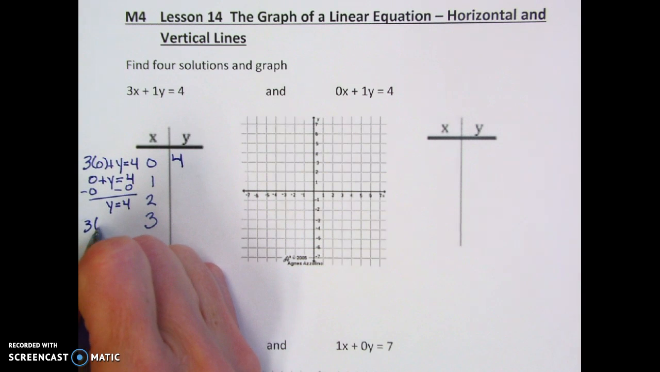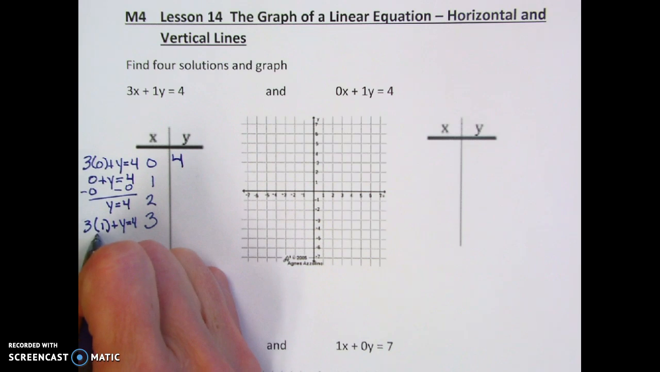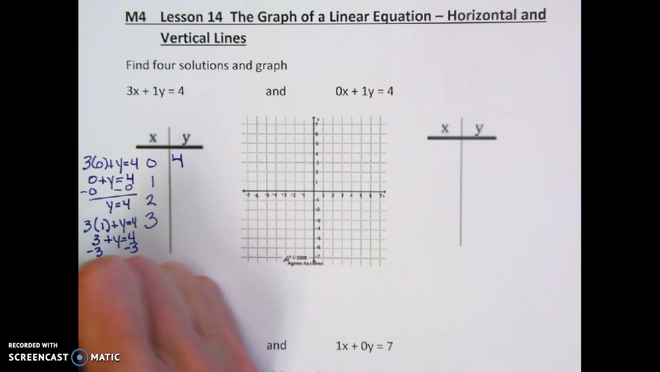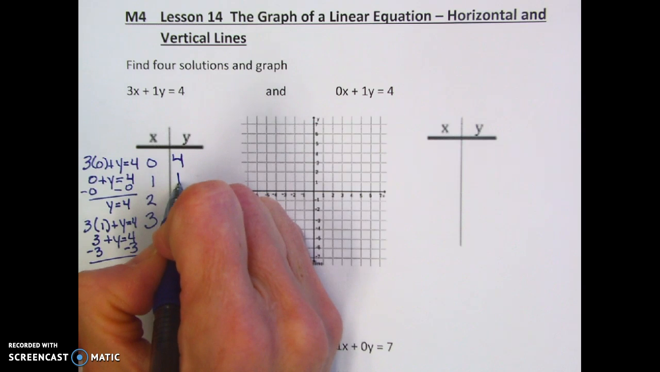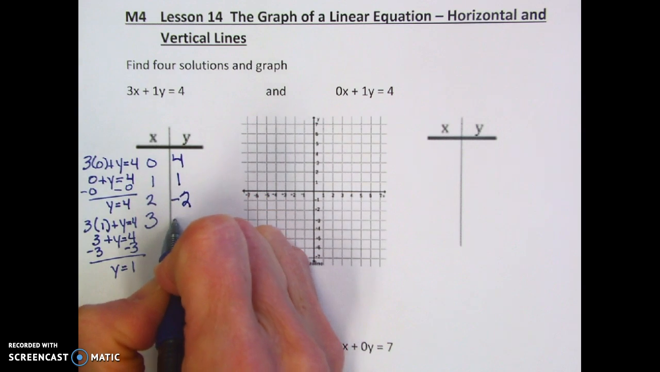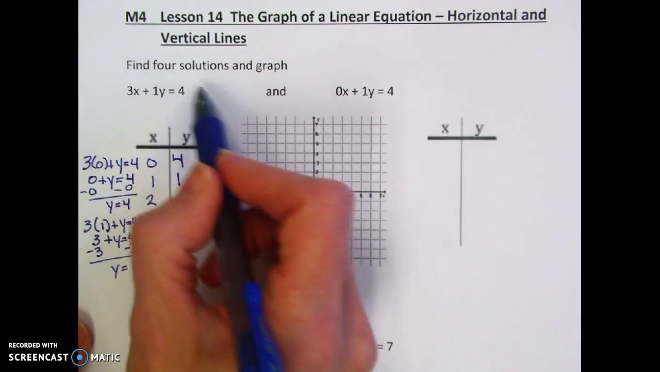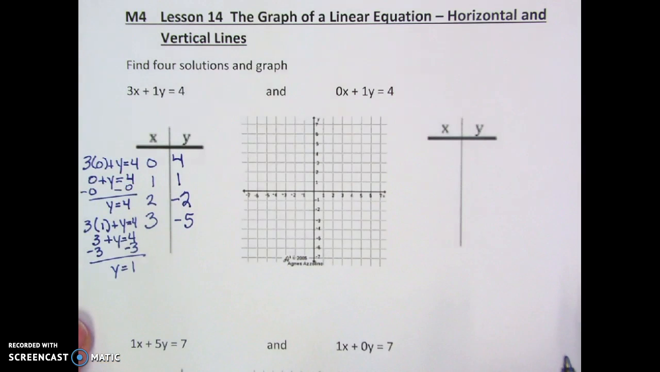All right, let's try the next one. 3 times 1 plus 1y equals 4. 3 times 1 is 3. Subtract 3 on both sides, and you get 1. So this number should be 1. If I continue doing that, I will get a negative 2 here and a negative 5 here. Okay, I'm just substituting 2 in here for x, solving the equation for y, substituting 3 in here for x, solving the equation for y.